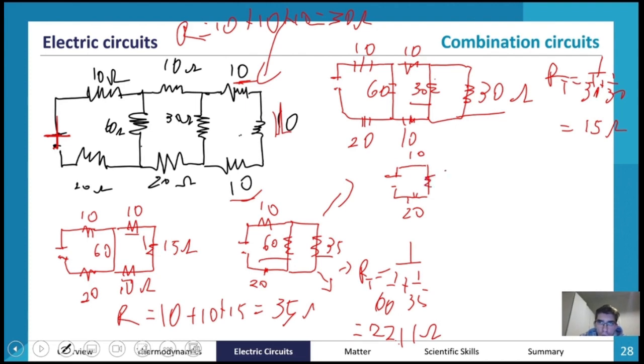So 22.11 ohms. Now let's add these ones up because they are in series, right? So to add them up, that would be essentially 10 plus 22.1 plus 20. That would be 10 plus 22, that's 32, plus 20, that's 52 ohms.